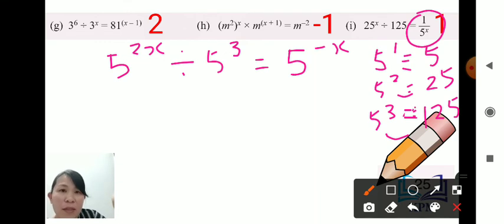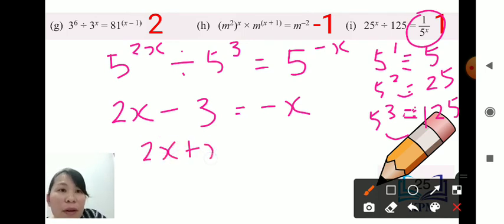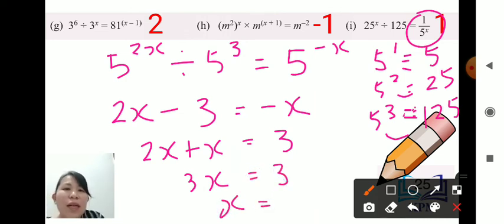Okay, now they have the same base. We can just perform a computation on this. 2x divided by minus 3 is equal to negative x. All right, so move all x to the left and numbers to the right. You can do it slowly. Okay, 3x is equal to 3. So x is equal to 3 divided by 3. So x is 1. You have the correct answer here.